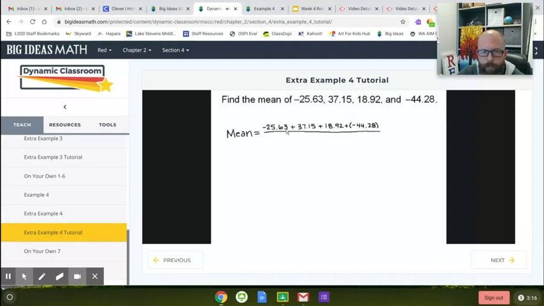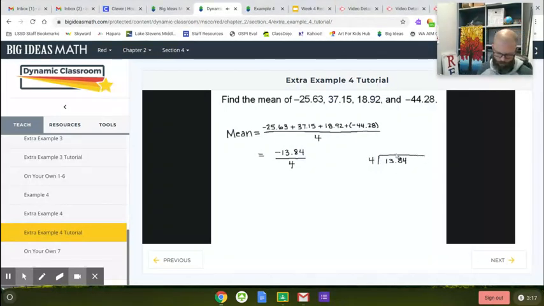Now we can start to simplify. When we add these 4 rational numbers, we have a sum of negative 13 and 84 hundredths. And that is still divided by 4. So let's do this division. We have 13 and 84 hundredths divided by 4. So first, bring our decimal point into the quotient directly above the decimal point in the dividend. Now we can begin dividing.